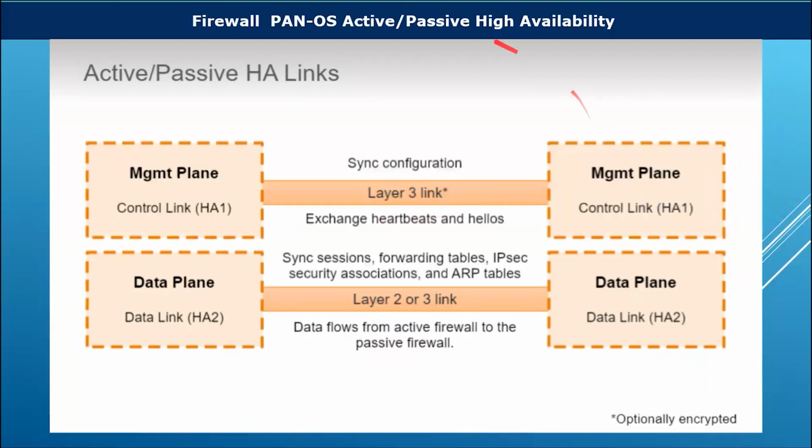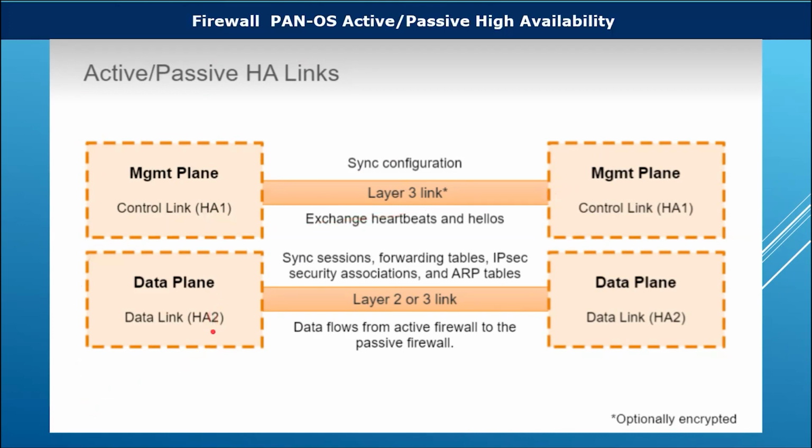Okay. So guys, this one is the detail. Here, if you check the HA1 link, this Layer 3 link is known as the HA1 link, and this one is known as the HA2 link, right? The HA1 link is used to synchronize the configuration. Whatever configuration you perform on the active device, the same configuration will be synced to the standby device over this HA1 link, right?